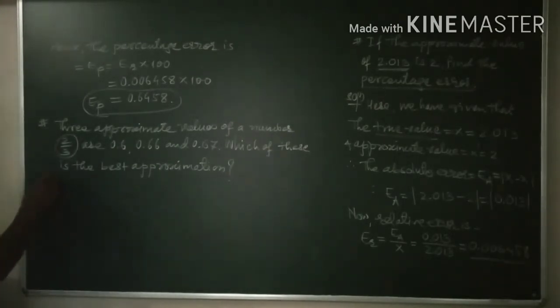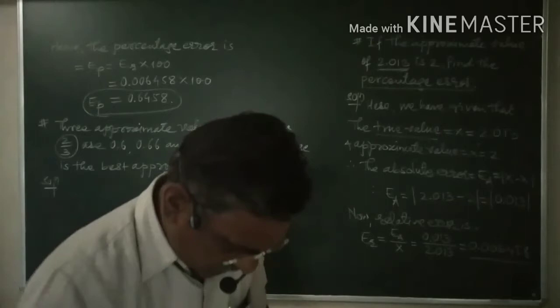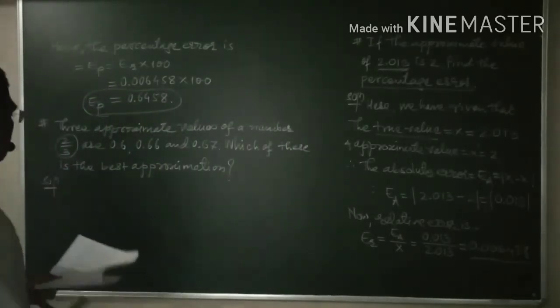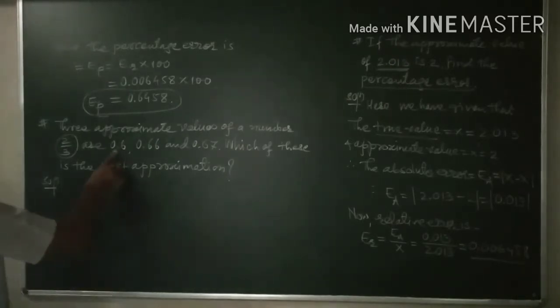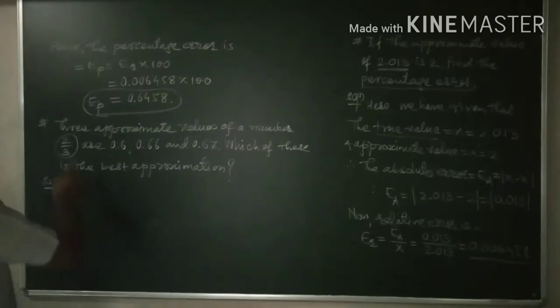Well, now let us go for the solution on how to solve this problem. This is an approximate value, this is an approximate value, this is also an approximate value. Therefore, let us find out the absolute error with respect to each one, and then you need to decide which one is the best approximation.